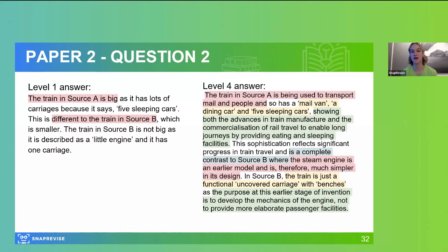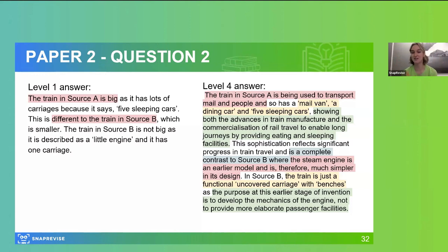So it makes the initial point that the train in source A is being used to transport mail and people, and so has a small mail van, a dining car, and 5 sleeping cars, showing both the advances in train manufacture and the commercialization of rail travel to enable long journeys by providing eating and sleeping facilities. This sophistication reflects significant progress in train travel and is a complete contrast to source B. That is key, complete contrast to source B. Brilliant. It shows that you understand that you're being asked to show differences, and it shows that you're going to be showing something completely different.